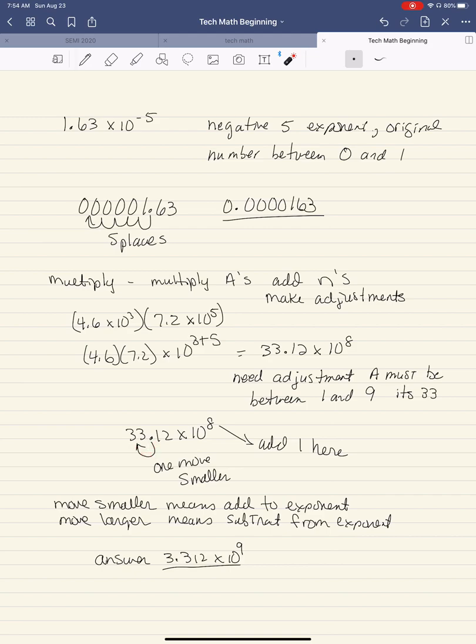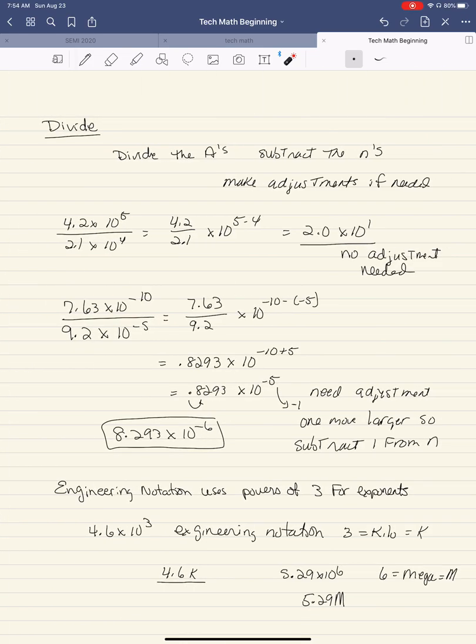So 1 smaller here, add 1 to the 8, so you get 3.312 times 10 to the 9th. When you're dividing, you divide the a's and subtract the n's, and of course make adjustments if you need to. So 4.2 times 10 to the 5th divided by 2.1 times 10 to the 4th, that's going to be 4.2 divided by 2.1. Subtract your exponents, 5 minus 4, so it's going to be 2.0 times 10 to the 1st. No adjustment is needed here because the 2 is fine, the decimal's in the right spot.